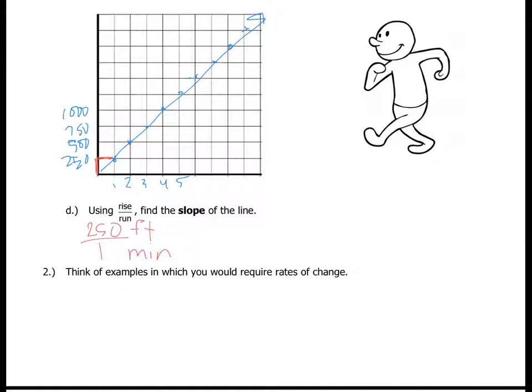Think of examples in which you would require rates of change. Well, miles per hour. You could do miles per gallon. You could talk about how much pizza you should order, so how many pieces per person, and so on. So if you come up with extras, go ahead and write them down there.